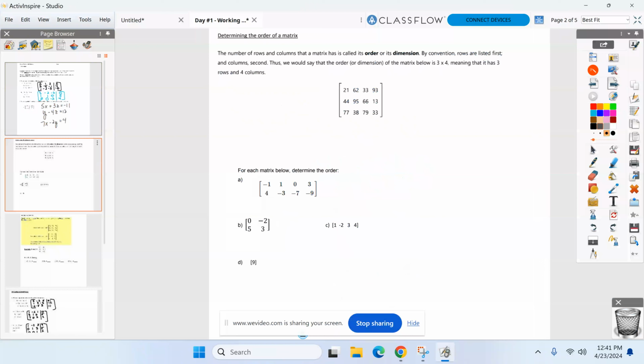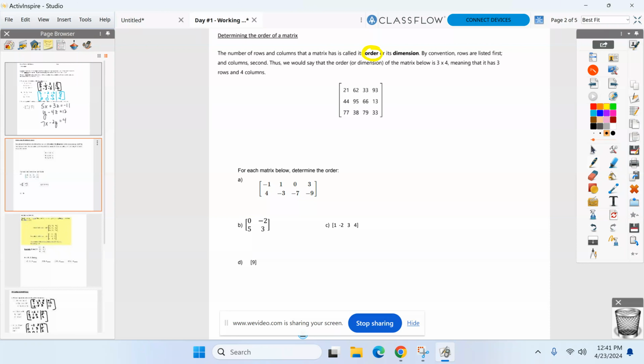Now let's talk about the size of a matrix. How big a matrix is. What is the size of it? Now, instead of calling it the size, I'd like to use this word going forward, which is the order of it. What's the order? The way you determine it is you tell me the number of rows by the number of columns. It's rows by columns.